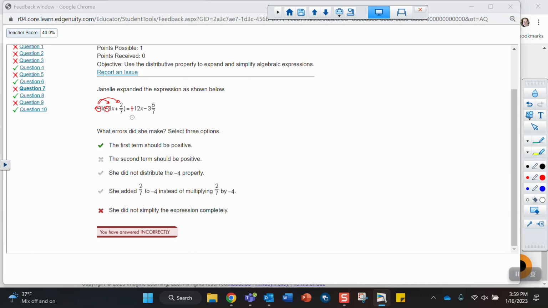Then we have -4 times 2/7, that's -8/7, which is not 3 5/7. So the -4 is getting multiplied by the 2/7, that's -8/7 or -1 1/7. Second term should be positive? No, that's not true. The second term is negative. She did not distribute the -4 properly.